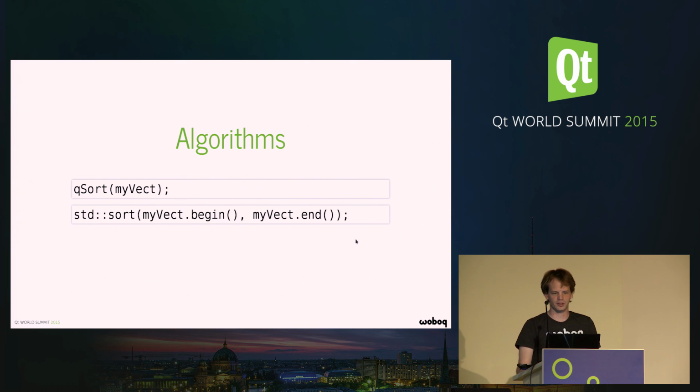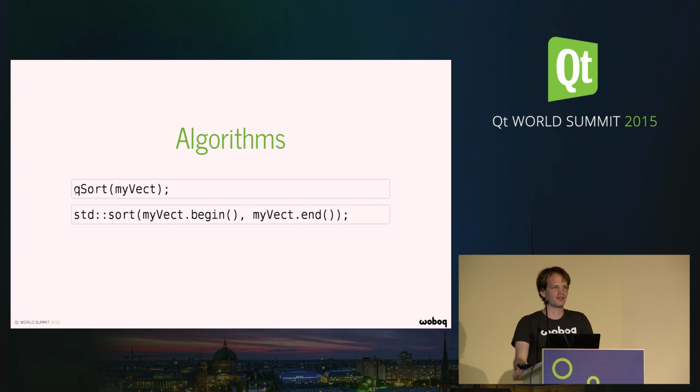So if I continue with the algorithms, if you're familiar with Qt, the way to sort a vector in Qt is to just do qsort my vector. However, this now is deprecated. The reason is that Qt has other things to do than re-implementing their own algorithm. They don't appear in the ABI, so they don't need to be.